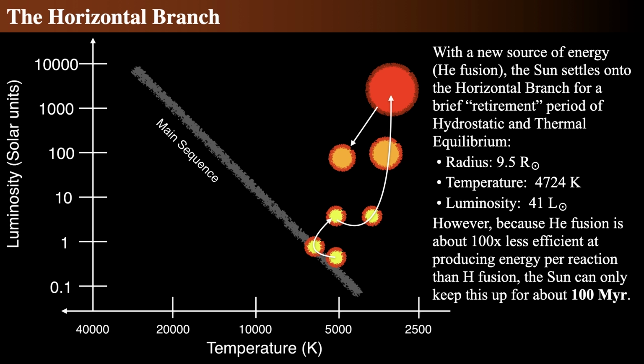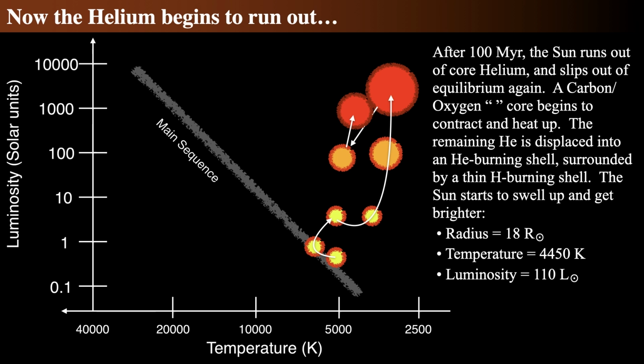These are all giant stars, which are not main sequence stars, but the main sequence we're talking about now is a main sequence for helium burning, which is the horizontal branch, not a main sequence of hydrogen burning. The helium fusion is much less efficient, so it'll last a much shorter period of time, only 100 megayears or 100 million years. After this 100 million years, it again slips out of equilibrium. The carbon-oxygen core, ash core, begins to contract, just like the helium core did previously. And then there's a helium burning shell around that core, and then a hydrogen burning shell around that helium burning shell. So it's a little bit of an onion shape.